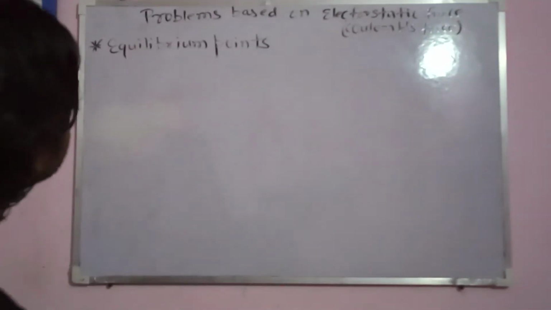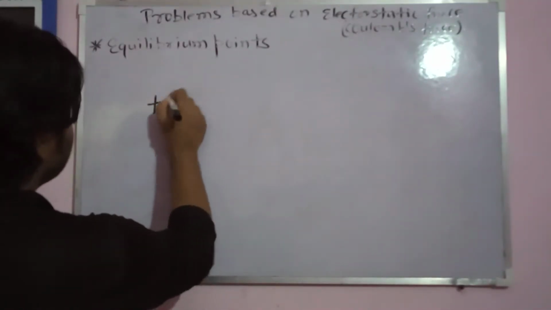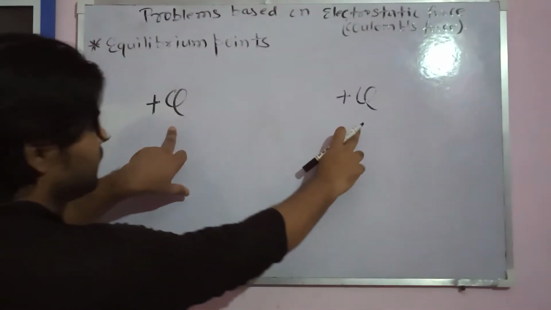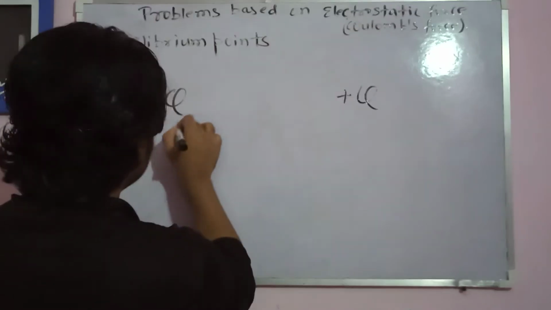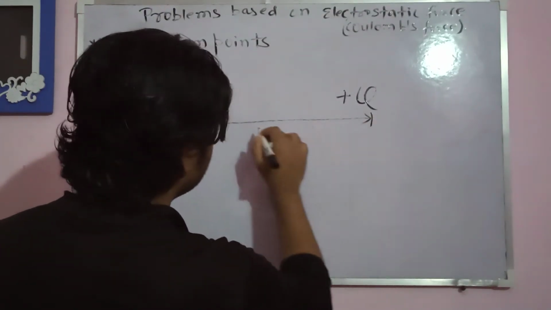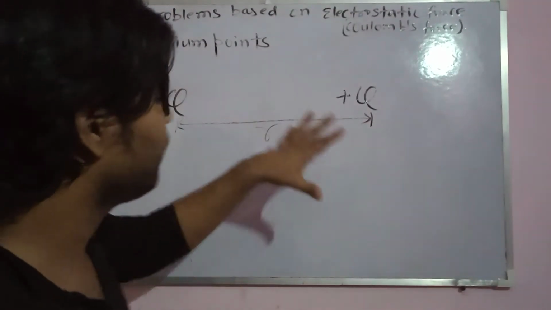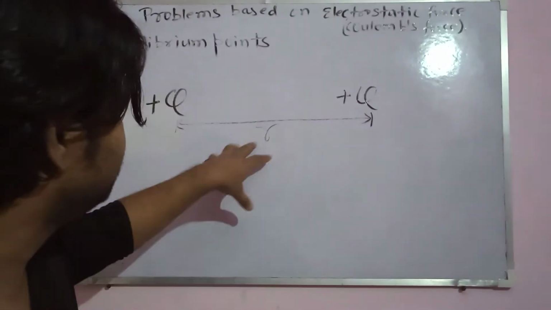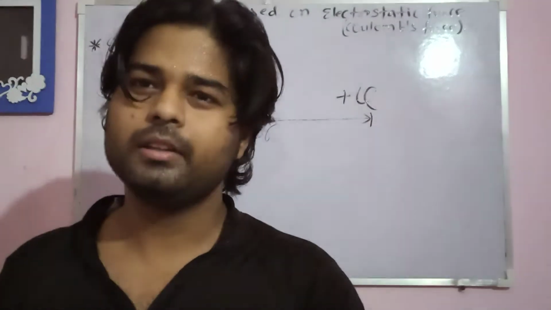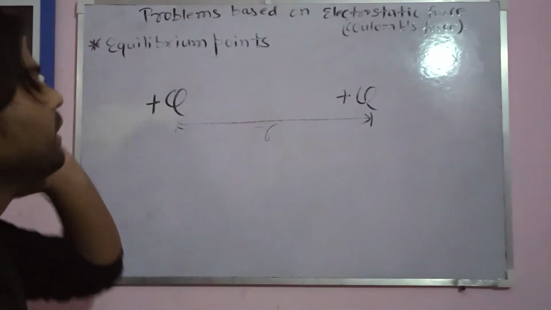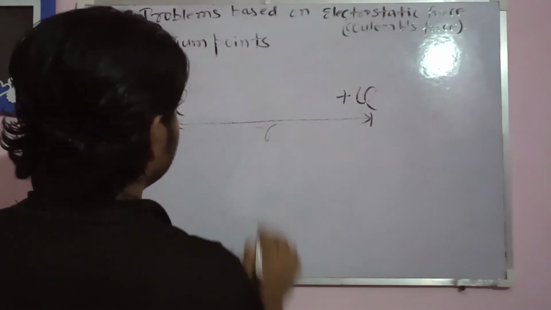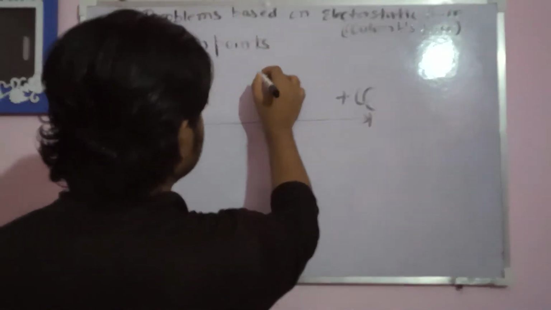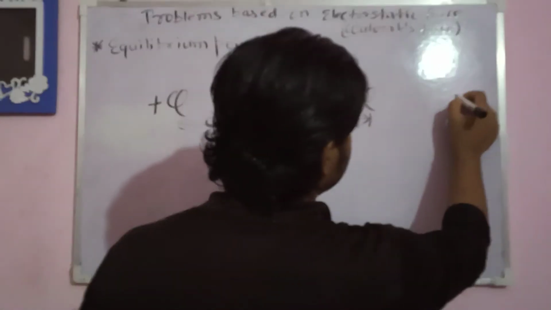Suppose I'm taking a plus q here and a plus q here. These both charges are equal in magnitude and there is some separation between them, that is R. So can you tell me where I should put a third charge, whatever its magnitude, so that it feels zero force? Suppose I have selected 2 points. One is in between them and 1 point is outside of them.